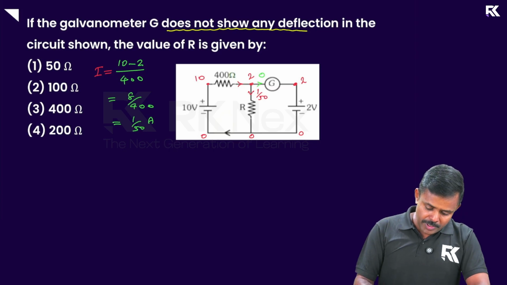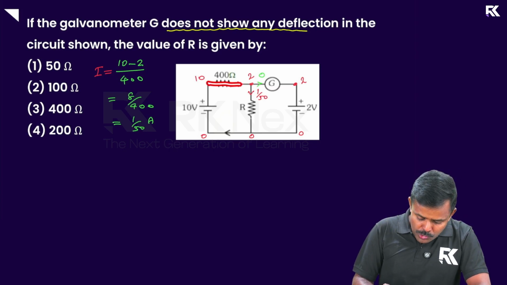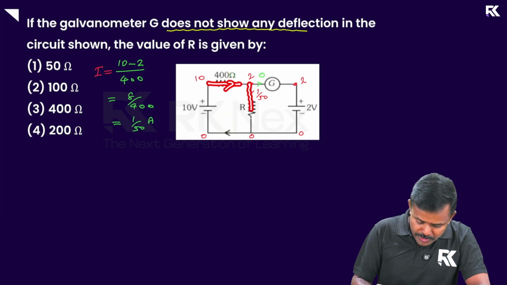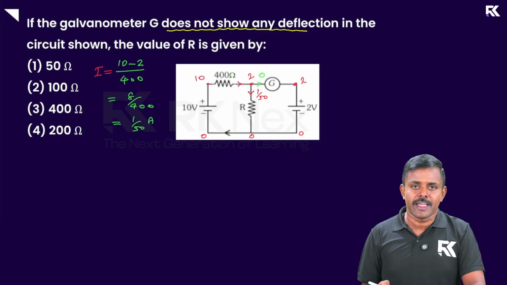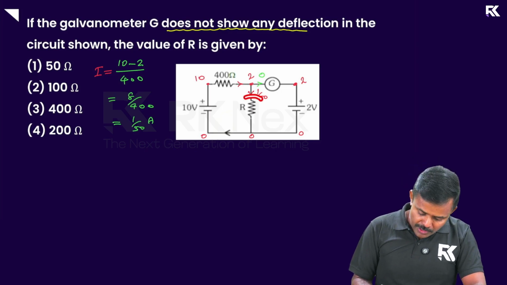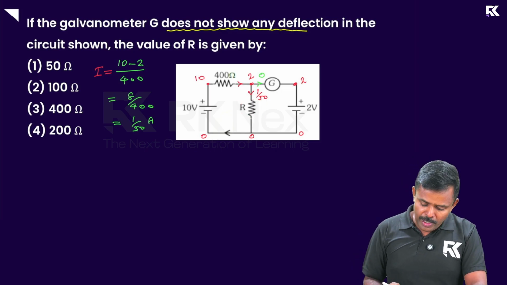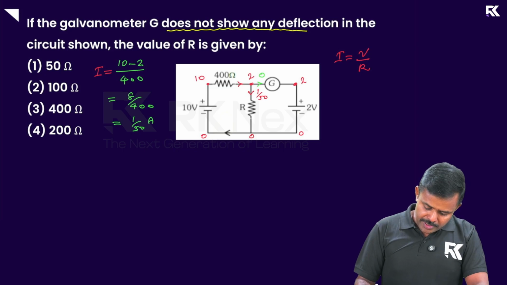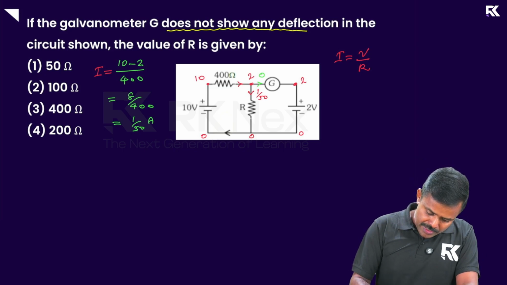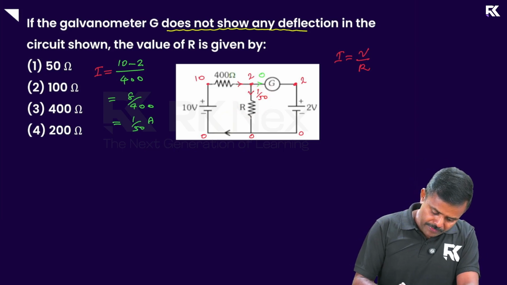Okay, because the current that flows through 400 will be flowing through this resistance as well. Now across this resistance, I can apply Ohm's law one more time. For this resistance, how do you apply Ohm's law? I'm writing Ohm's law here. I is equal to V by R again. Look at that. For this path, I is 1 by 50.